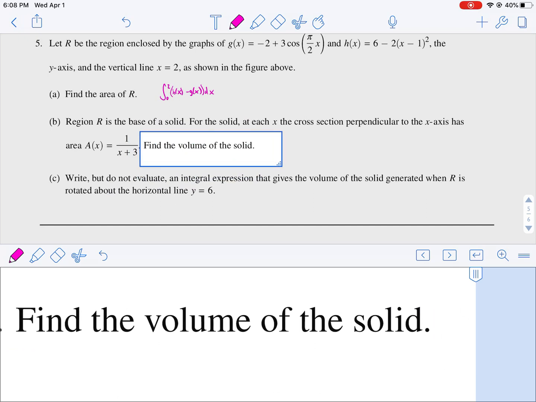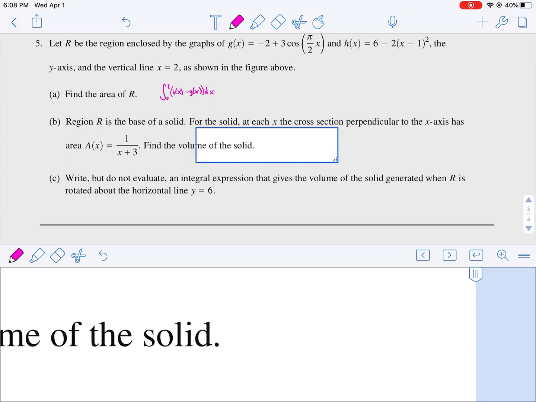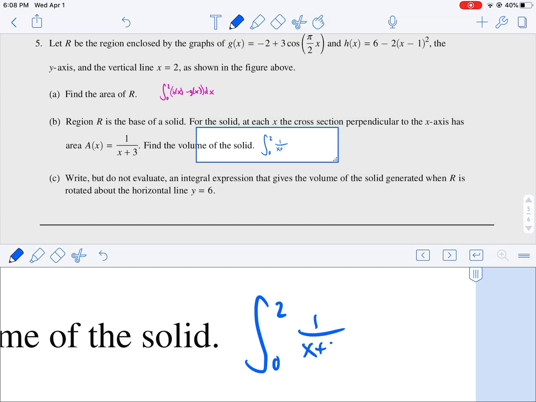Okay, now this one, we've talked about how we do different cross sections where they tell us the cross section is like a square or a triangle or a semicircle or something like that. Here, they're just flat out telling us, hey, each cross section has this area. So to find the volume of a solid, when you know the cross section, you do the integral of cross section area. So we're going to do the integral from 0 to 2 of our cross section area, 1 over x plus 3. And then that's it. Times the thickness gives you volume. So it's cross section area times thickness to give you volume.